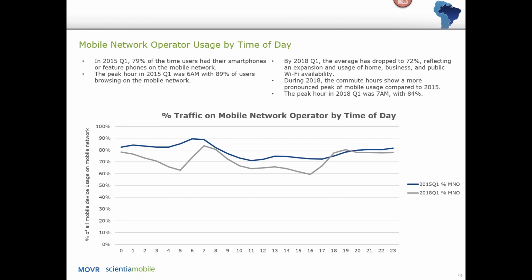Moving to 2018, we see that there's a lot more variation in what we're seeing in terms of use of the mobile operator. Now, this has to do with commuting issues, but also the growth of home, business, and public Wi-Fi availability. I think what we're seeing here is that the mobile network was always relatively strong in Brazil, but alternatives with Wi-Fi availability and higher bandwidth and lower costs is becoming more prevalent.